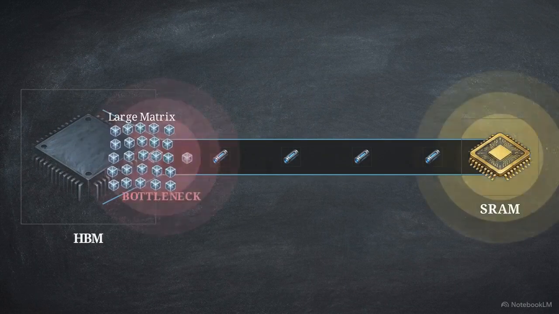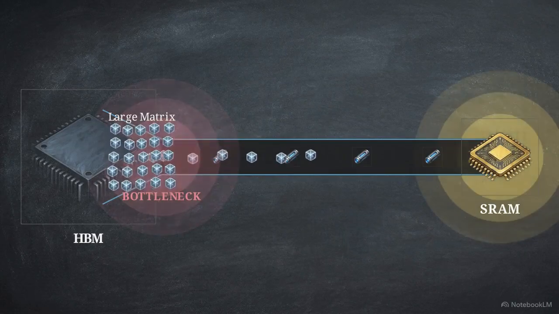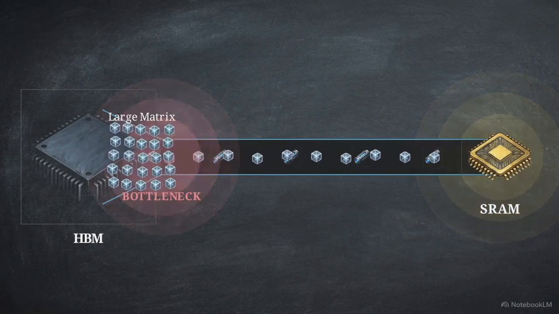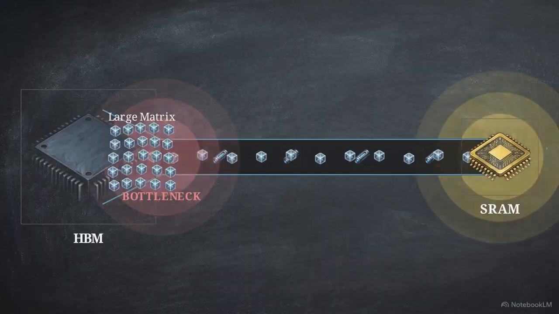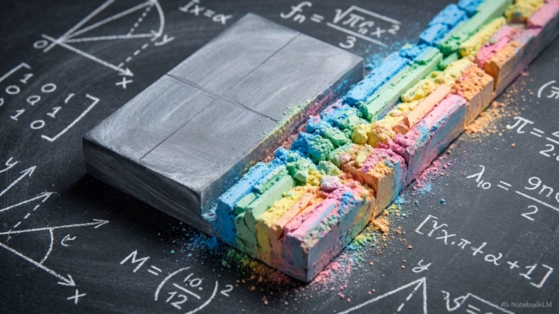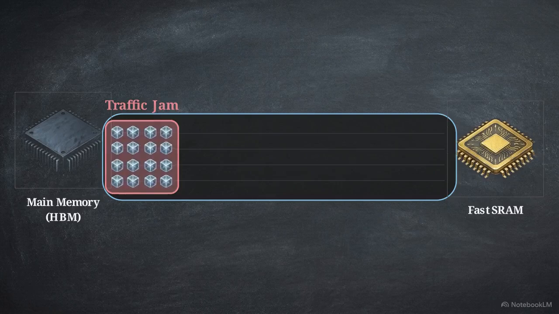Shuttling giant matrices between the large, slow HBM and the tiny, fast SRAM processing cores creates a delay that limits performance. This delay often forces the GPU's processing units to sit idle while they wait for data to be read or written to memory. Flash attention reorganizes the operation.